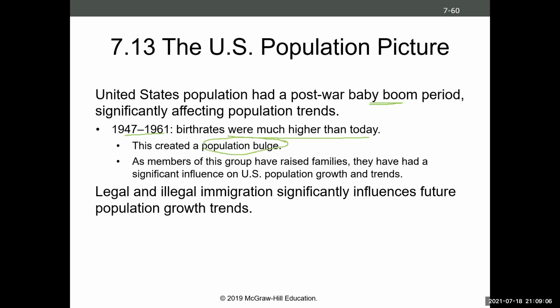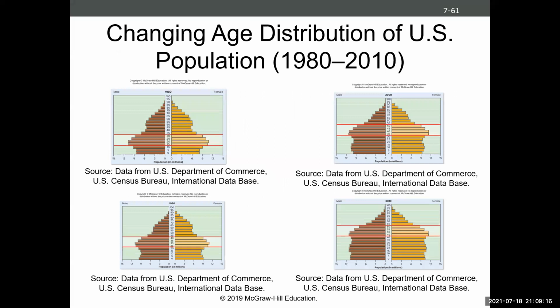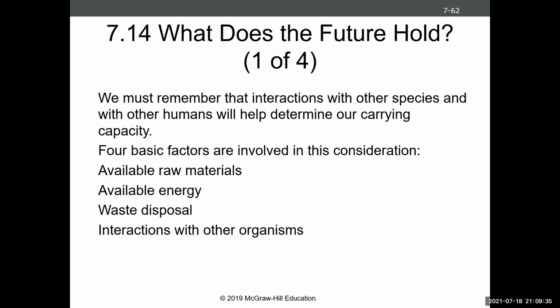So you have this population bulge. And then as those members raise their families, they've had a significant influence on population growth. And so, for example, you see that population bulge moving up, right, as they get older, and it trickles down, leading to larger age classes compared to what they were before that population bulge.